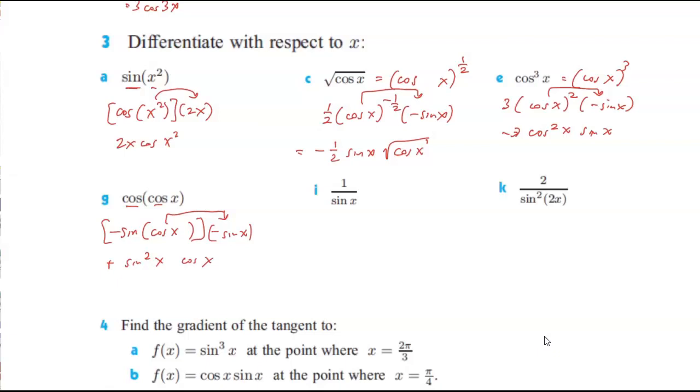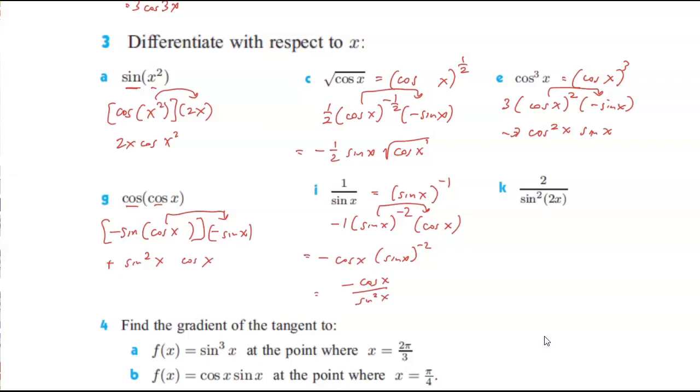Okay. 1 over sine x. It's easier if we rewrite that as sine x to the negative 1. Outside is a power. Inside is sine x. Let's take the derivative of the outside. It would be negative 1. Keep the inside the same. Lower the exponent by 1. Take the derivative of the inside for chain rule. Cosine x. Or something like that.